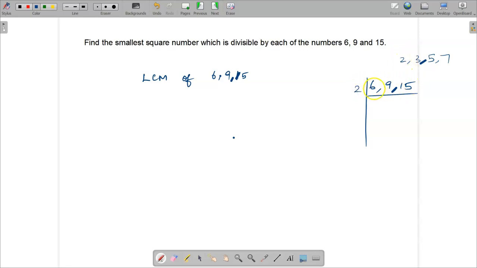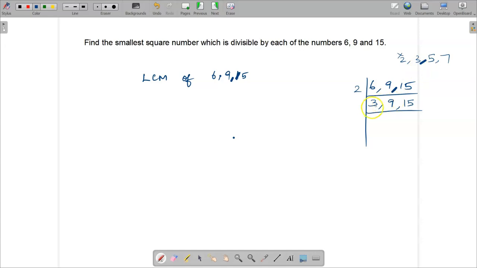So 6 is divided by 2. So 3 2s are 6. So 9 is not divided by 2, so write as it is. 15 is not divided by 2, so write as it is. Next, again all the three numbers are odd numbers, so these three numbers will not be divided by 2.